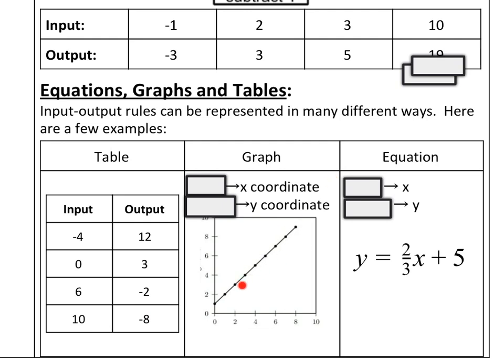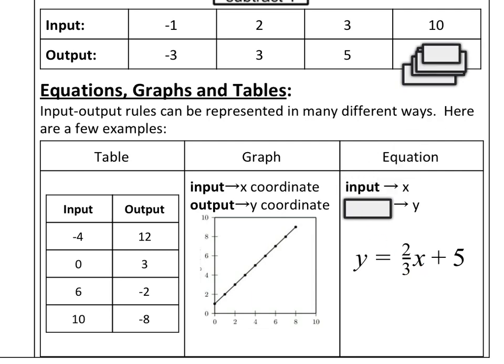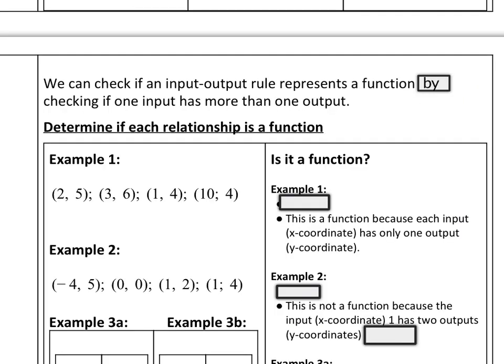On a graph, we have lots of different points. The input is the x coordinate and the output is the y coordinate. We can also look at input-output rules with equations like y equals 2/3 x plus 5. We say that our input is our x. We can plug in an x value here, the input, and the number we get for what y equals, that would be our output.